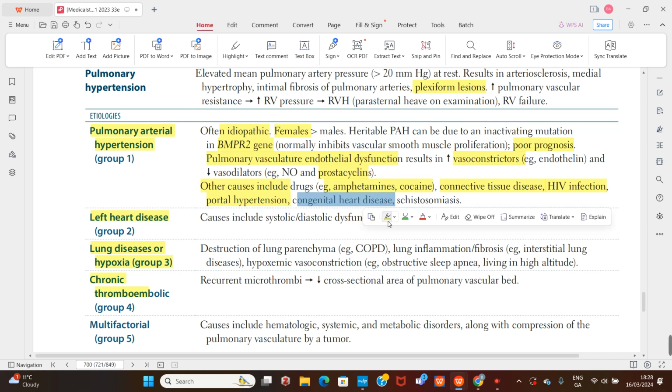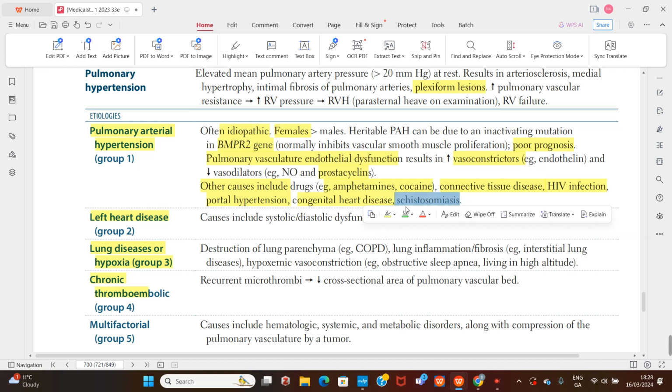Congenital heart disease, this one is just straightforward. Left to right shunt, VSD, ASD, PDA. Left to right shunt, overloading the pulmonary arterial side, hypertrophy and remodeling, fibrosis, and hypertension.